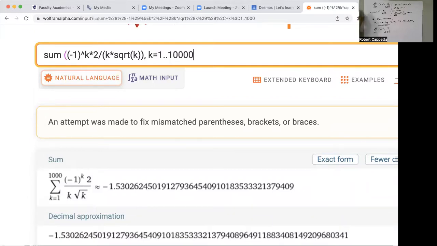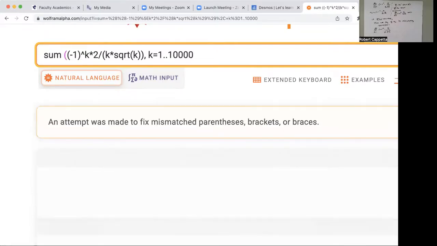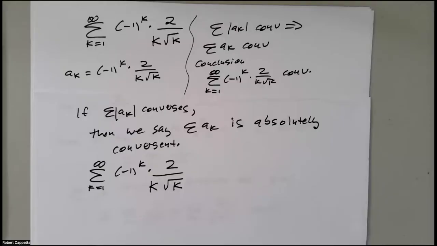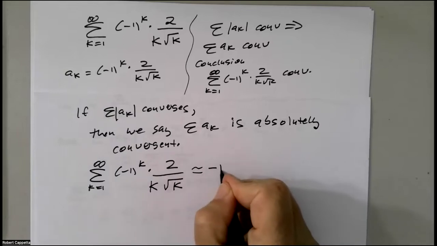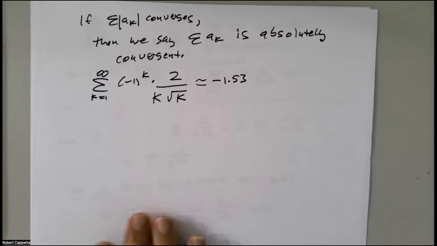1 to 10,000. And again, eventually we might give Wolfram Alpha a number a little bit too big for it to evaluate. And it looks like that might have happened here. So we get about negative 1.53. So this seems to be stabilizing in that direction. All right, now let me ask you another question. So we think this is about negative 1.53. So that does converge, which is nice, but we also said it was absolutely convergent.